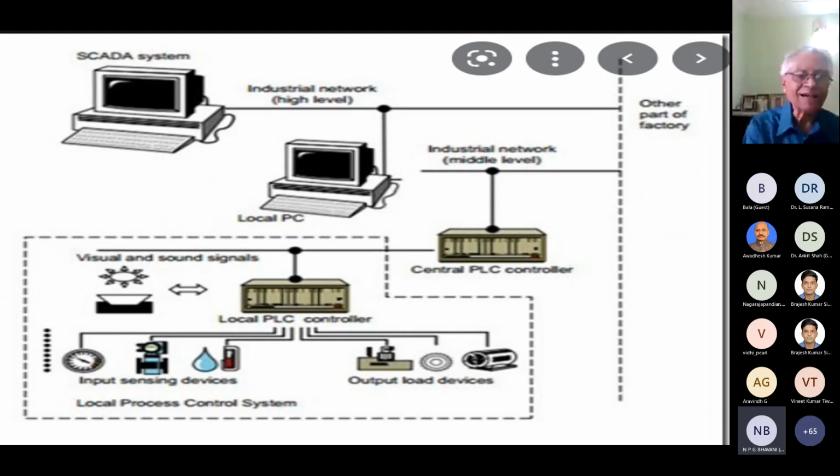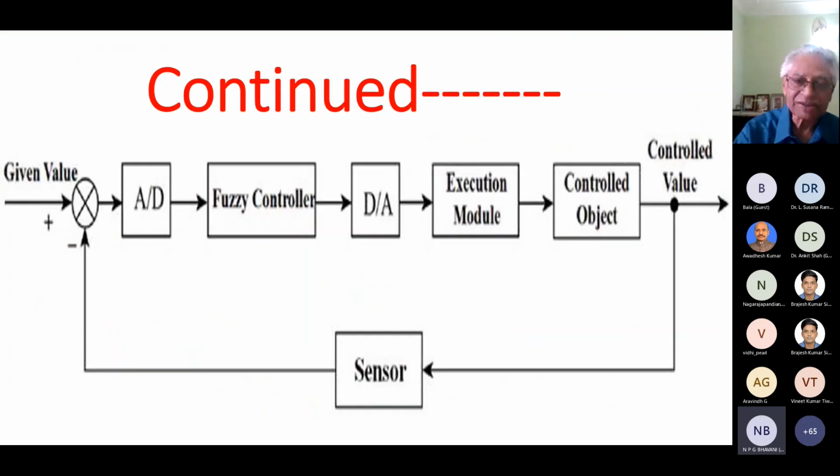You can have a SCADA system, you can have local PCs and a central PC coordinator, and all the local PCs and systems are there. So how you get the information, how you feed the information, how you feed back the information, and how you incorporate the control process. This is a simple block diagram. It can be continued like that.